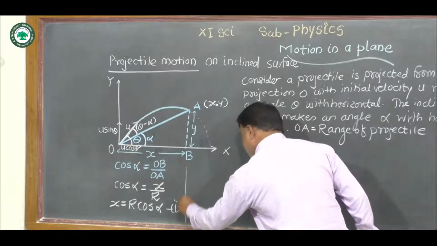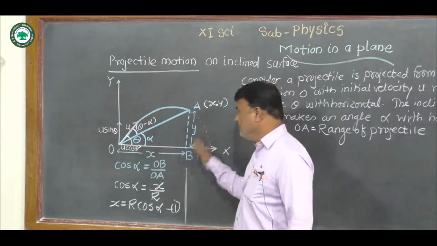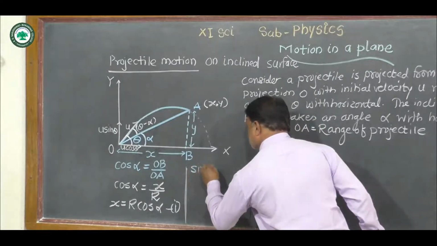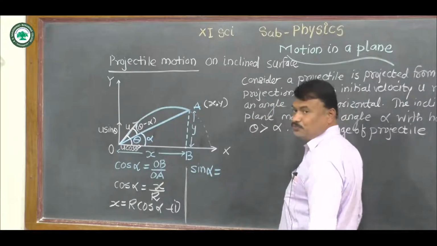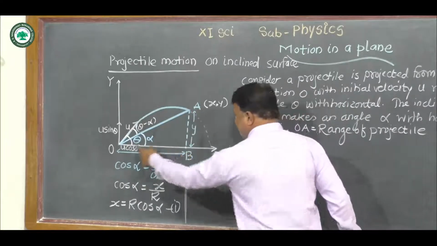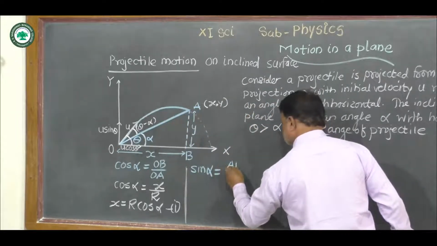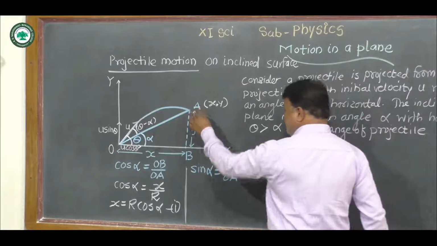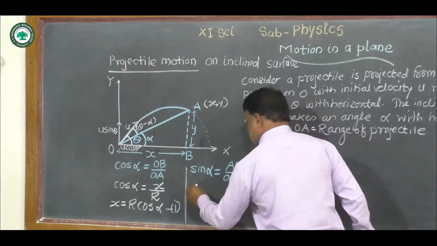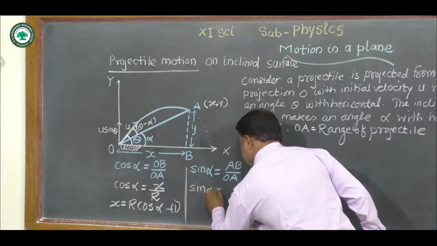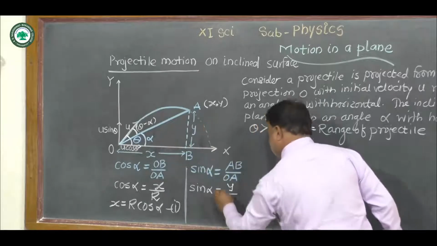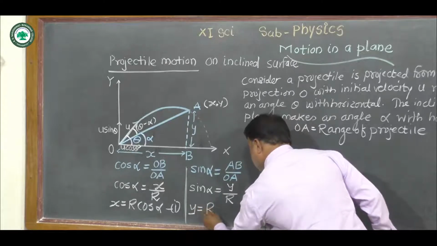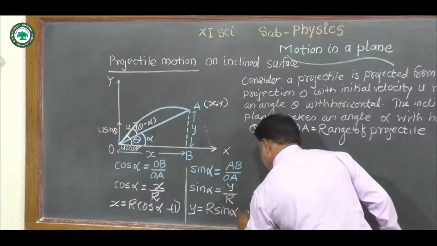Similarly, by using the same right angle triangle OAB, we find out sin alpha. Sin alpha is equal to the distance AB upon OA. Now the distance AB is equal to y. So we write sin alpha is equal to y upon OA, which is capital R. So we write small y is equal to R sin alpha, equation 2.